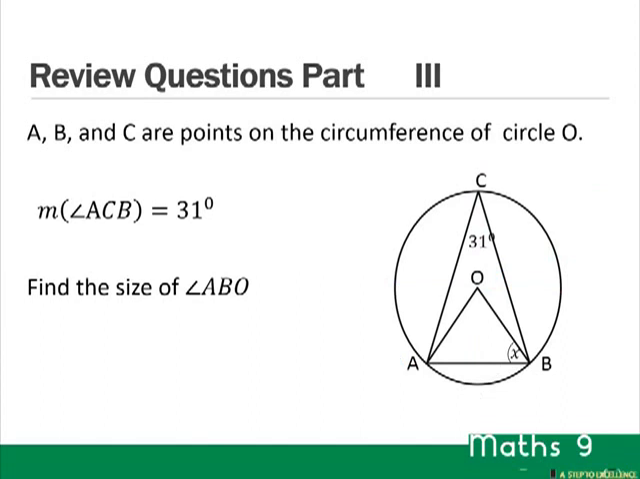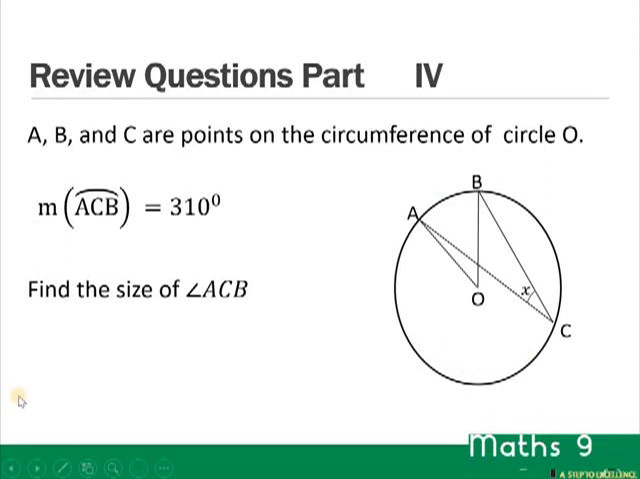Part 3. A, B and C are points on the circumference of circle O. The measure of angle ACB is 31. Find the size of angle ABO. Pause the video whilst you work it out. Here's the answer. This angle is 62 because it's twice as big as 31. So x is 59 by using the fact that this is an isosceles triangle.